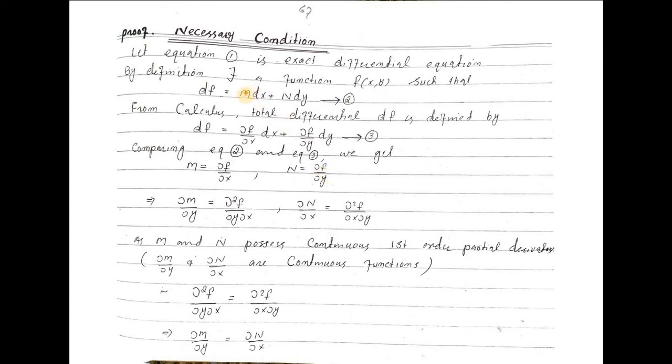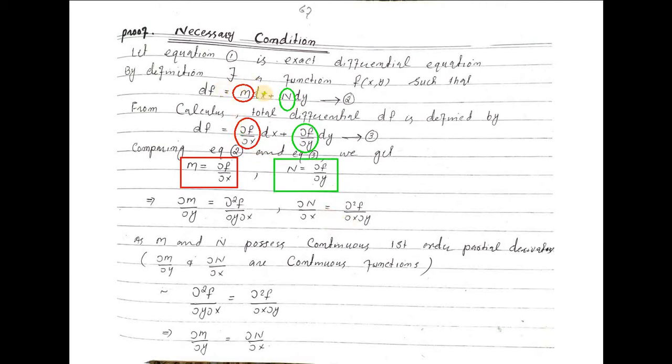Comparing equation 2 and 3, the value of m is equal to del f over del x. So this is the value. Now we have the value of n. What is the value of n? n is equal to del f over del y.